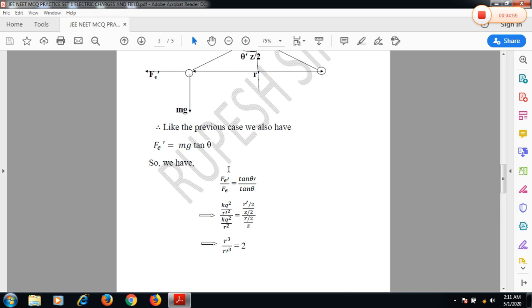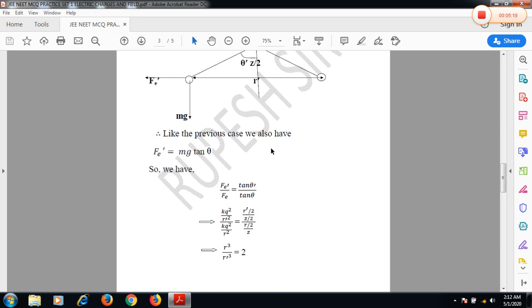So we are having Fe dash by Fe equals to tan theta dash by tan theta. We are putting the values of Fe dash by Fe and tan theta dash by tan theta in this step, and we are having kq square by r dash square by kq square by r square equals to r dash by 2 by z by 2 by r by 2 by z.